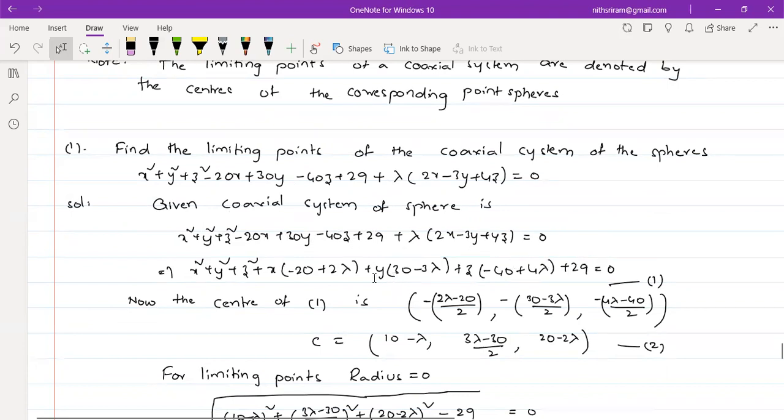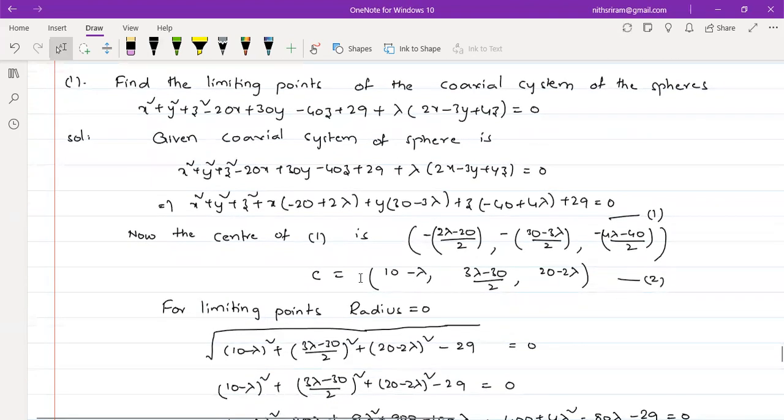After writing this equation, in order to find the limiting points, first we have to find the center of the equation. Here the center is the half of the coefficient of x with the sign changed, similarly half of the coefficient of y with the sign changed and half of the coefficient of z with the sign changed. On simplification, we get the center of the sphere, this equation number 2.